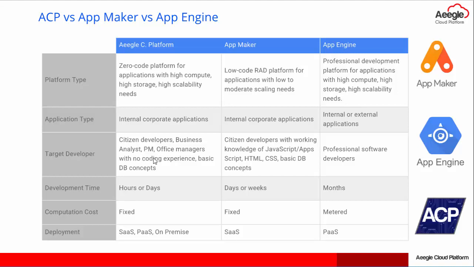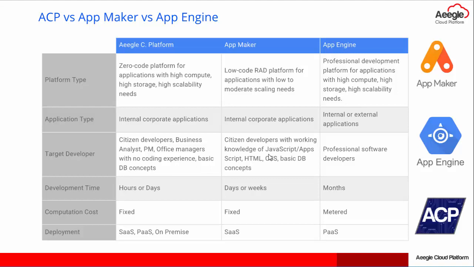Target developers is one of the most important details to take into account in this comparison. ACP is for citizen developers, like I was saying, developers in the company, but they can be business analysts, project managers, office managers, and they don't need to have any coding experience at all. So they don't need to be developers or have some development background at all. Some basic database concepts might be useful.